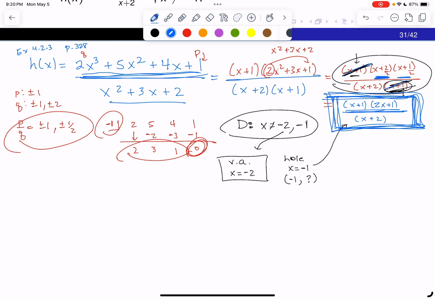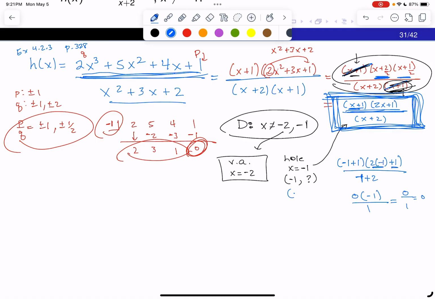Okay, so we're going to plug -1 in. So that'll give me -1 plus 1. Ooh, that's interesting because I have an x plus 1 left on top. We are going to get a 0 on top, which is okay. 2 times -1 plus 1 over -1 plus 2. So you get 0 times, that'll be -2 plus 1, which is -1, over 1. 0 times anything is 0. 0 divided by anything is 0.